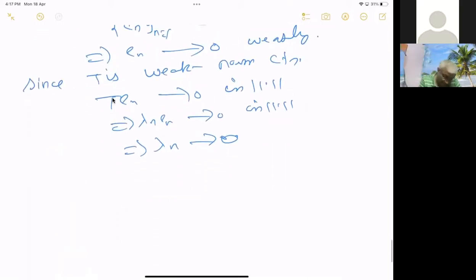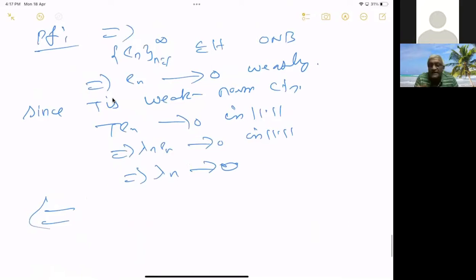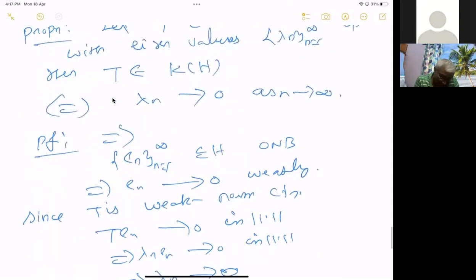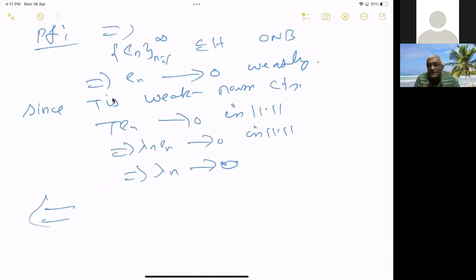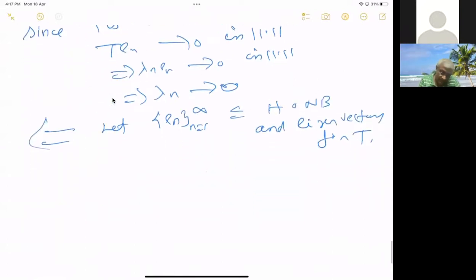Okay, so now we want to prove the other way. So one way is easy. For the other way, we assume T is a diagonal operator, and we assume lambda n goes to 0. Then we want to prove T is a compact operator. To prove that T is compact, we have to prove that T can be approximated by finite rank operators. So let en be the orthonormal basis of eigenvectors for T.